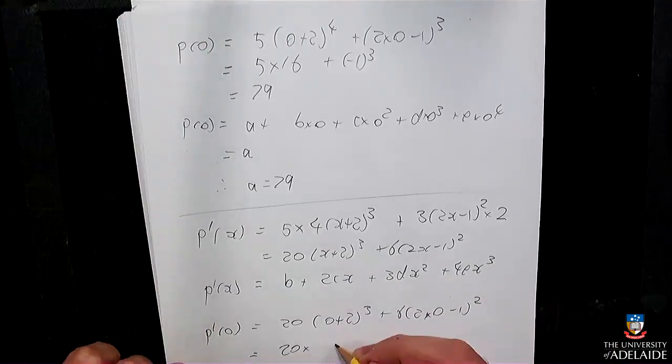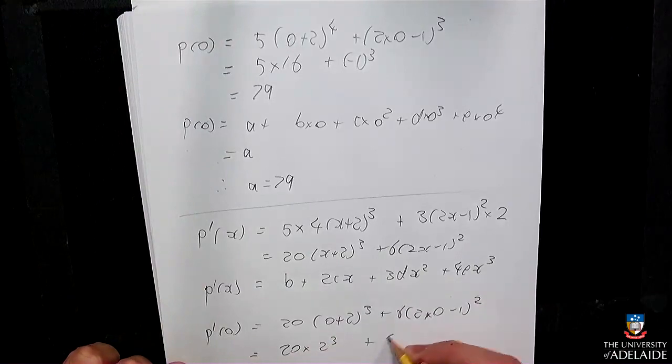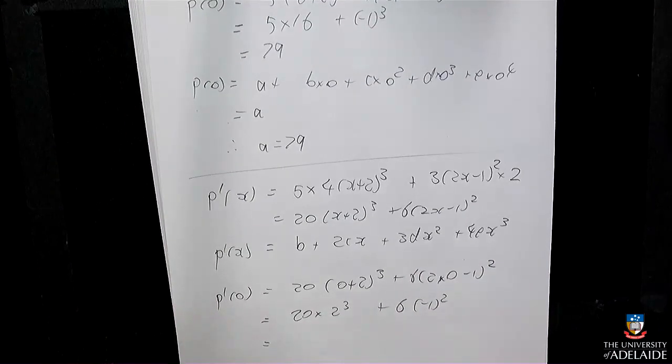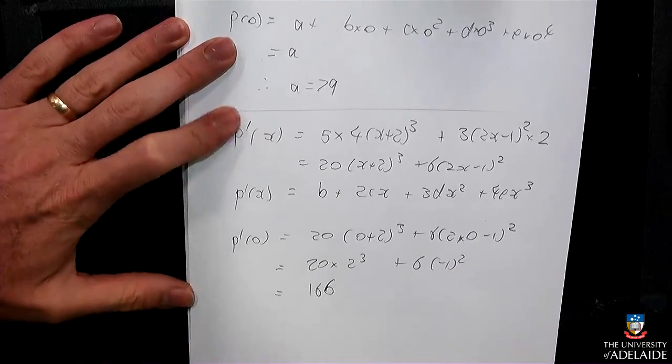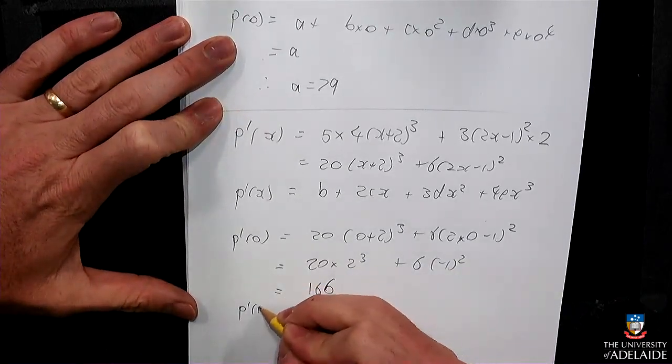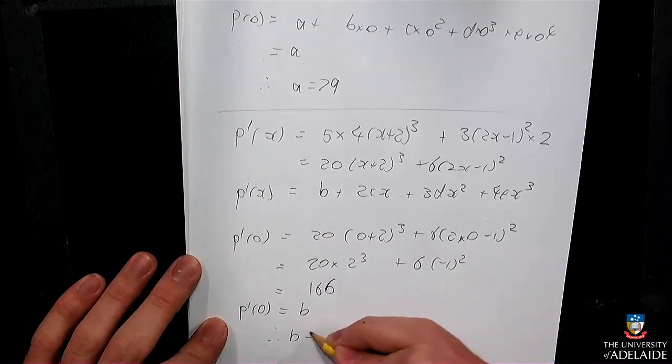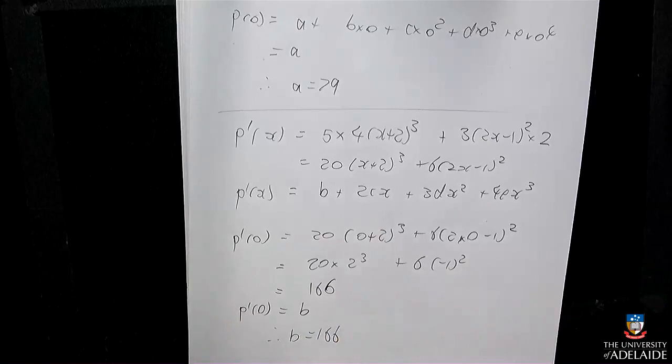We've got 20 times 2 cubed plus 6 times minus 1 squared. So 2 cubed is 8. 20 times 8 would be 160. And 6 times minus 1 squared is plus 1, so 161. But on the other hand, p dashed of 0 will also be b if I sub in 0 into this. And so therefore b is 161. It's doing really well. Let's do the next one.